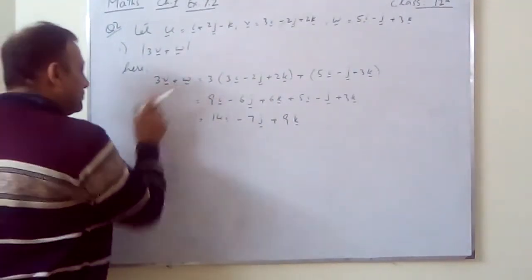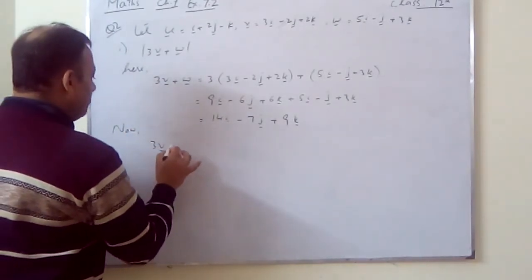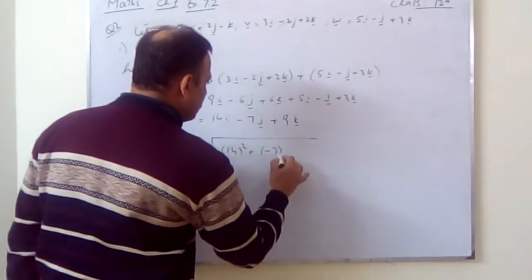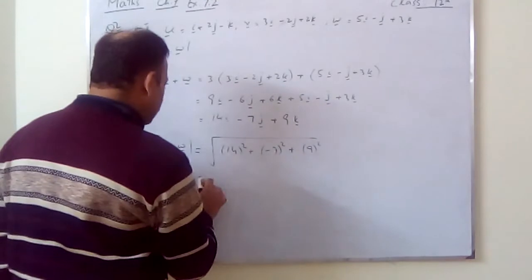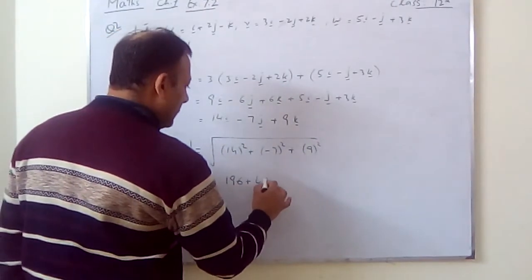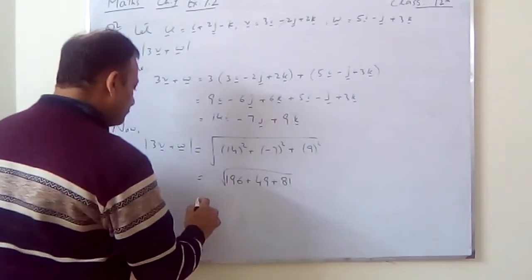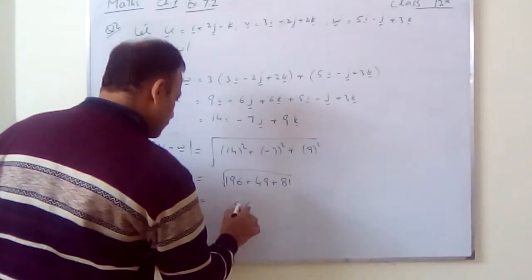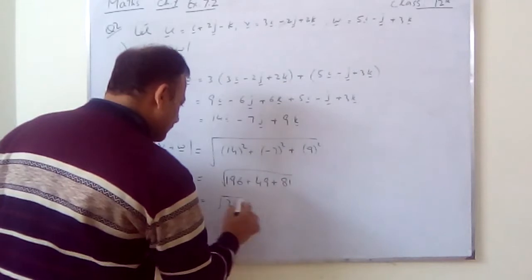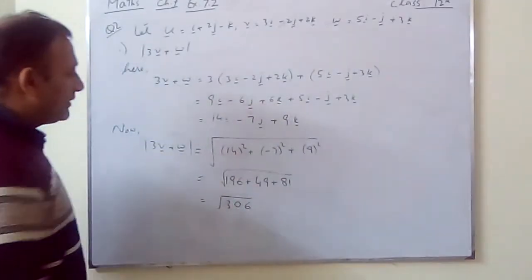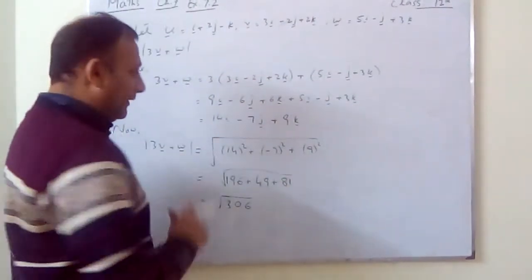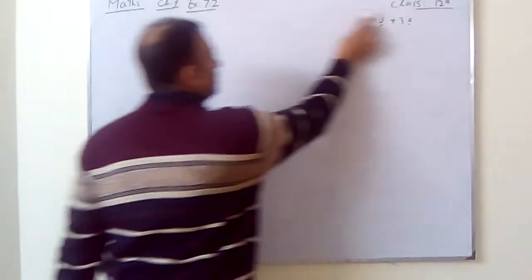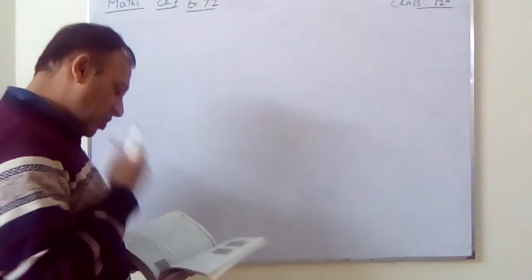Now when we want to find the absolute value of this one, 3v plus w, it means that 14 square plus minus 7 square plus 9 square. So when we open it, we get the answer. 14 square means 196 plus 49 plus 81. So here we have something like this, whatever the value is. So this is the way how to find this value. The same thing which you have already done. This is not a new thing here. Continue this one.